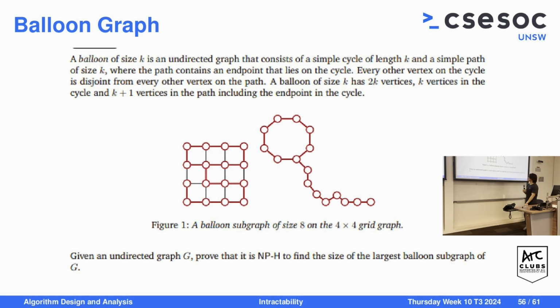So can we see how that might be related to this problem? To find a balloon subgraph, we need to find at least a Hamiltonian cycle. Yeah, that's true. The balloon subgraph has to at least contain a Hamiltonian cycle, because otherwise we don't have the balloon part of our balloon.